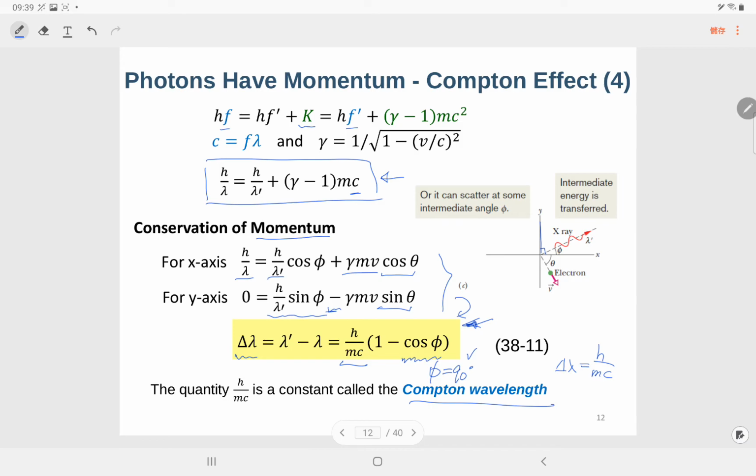So this is actually not a wavelength. This is a wavelength difference for the X-ray. But for this phenomenon, we need to use the momentum to really explain it, or energy and momentum, which are properties of particles, to really explain it.